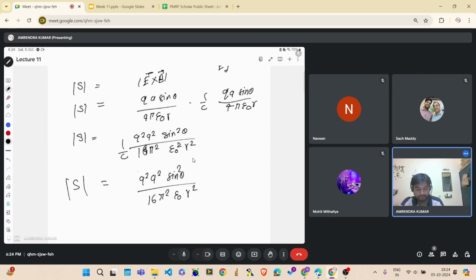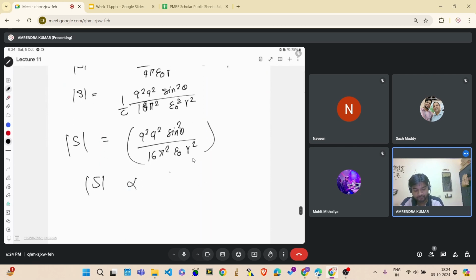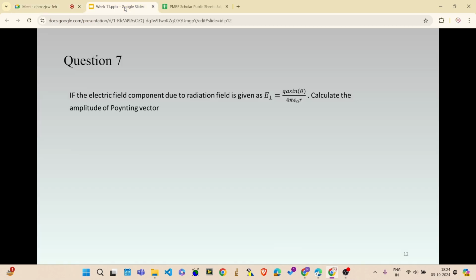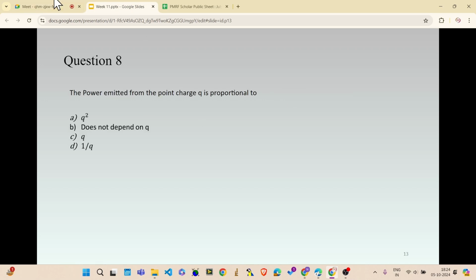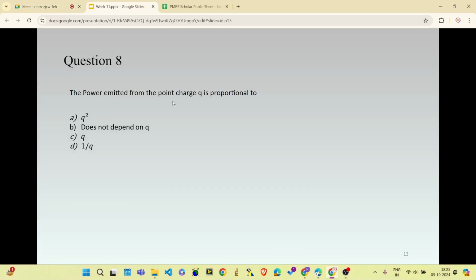This is the amplitude of S, and from here you can clearly see that S is proportional to 1 over R square. Again, the last question that we have seen, and then we have calculated the Poynting vector. Now the next question is, power emitted from a point charge Q is proportional to Q square, does not depend on Q, depends on Q, depends on 1 by Q.